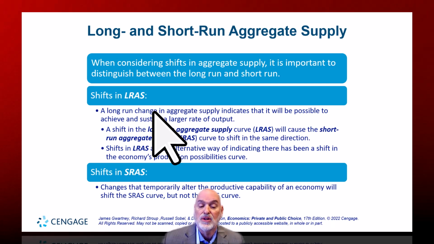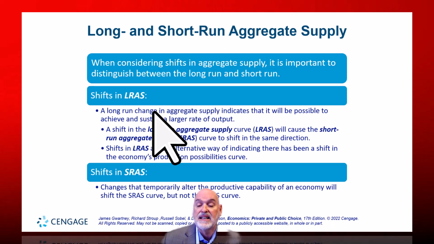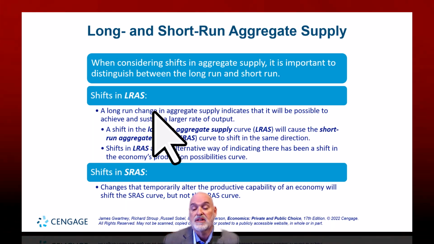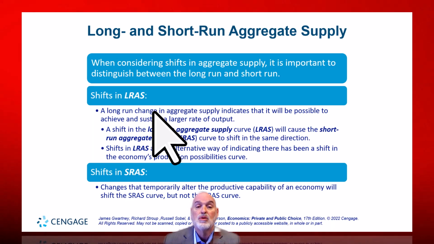A shift in the long run aggregate supply curve will cause the short run aggregate supply curve to shift in the same direction. Shifts in LRAS are an alternative way of indicating there has been a shift in the economy's production possibilities curve. Shifts in SRAS, changes that temporarily alter the productive capability of an economy, will shift the SRAS curve, but not the LRAS curve.